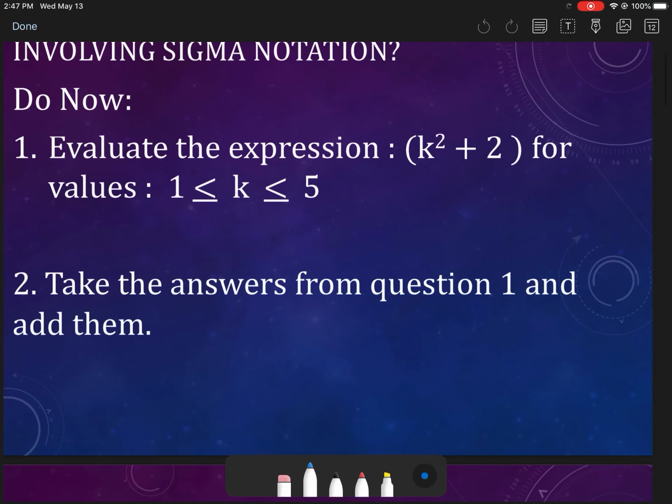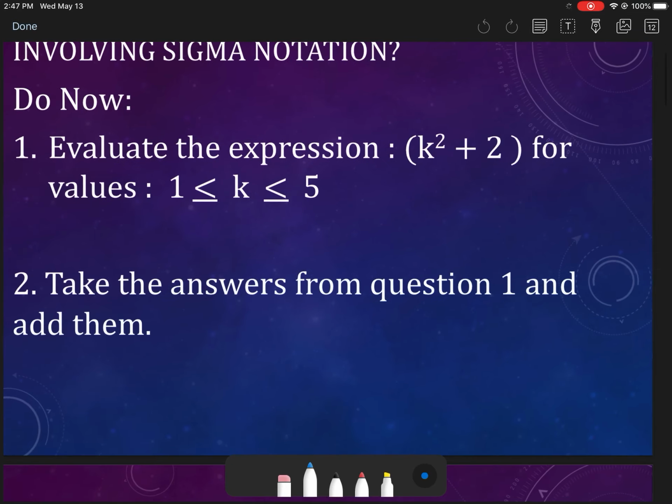Okay, so take a look at the example here that we have. You'll notice that there's something on the bottom, on the top, and to the right. Whatever you have to the right, that's the expression that you're working with. Whatever is on the bottom is the value that you're going to start with, and the top one is where you're going to end.